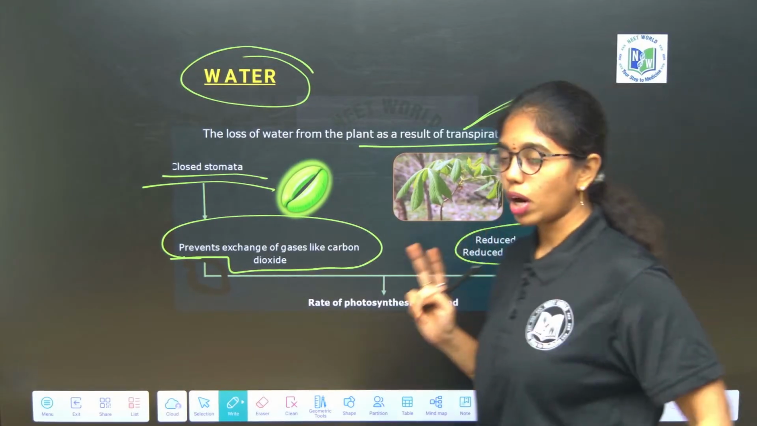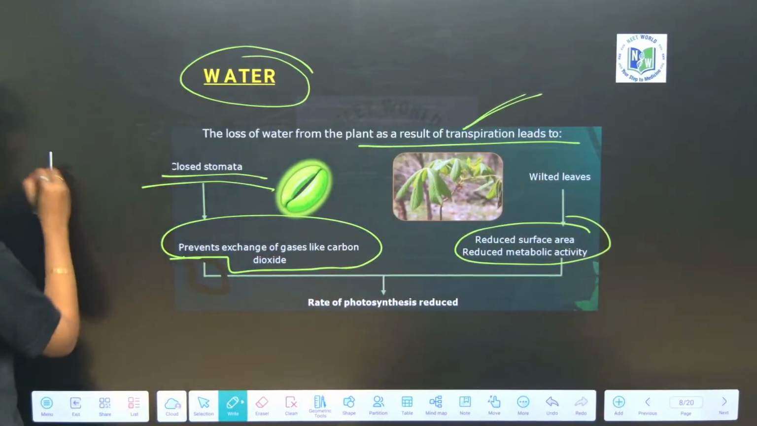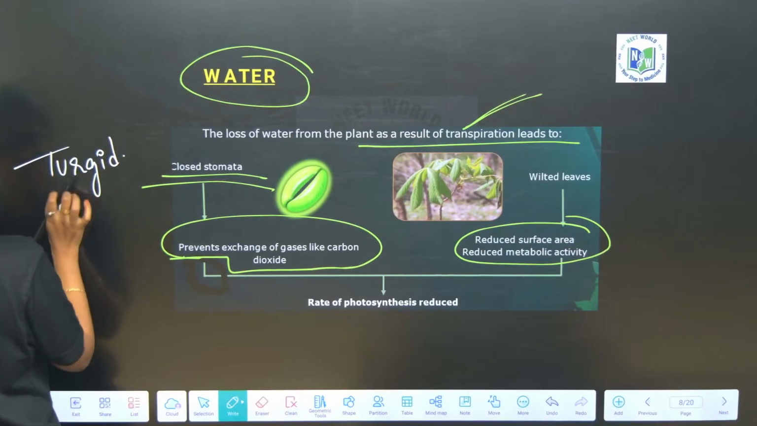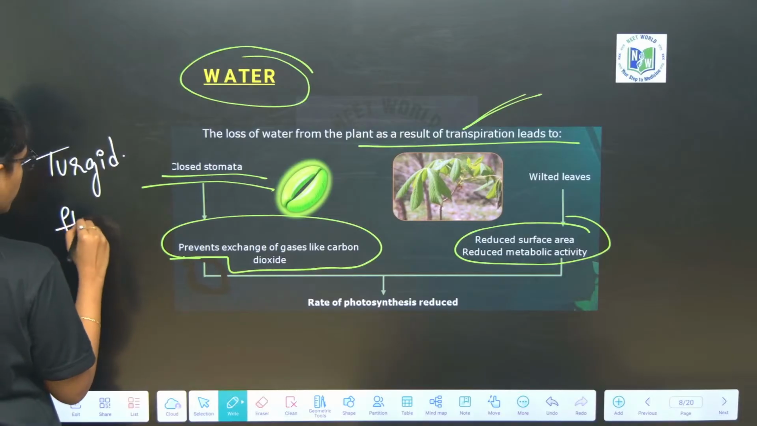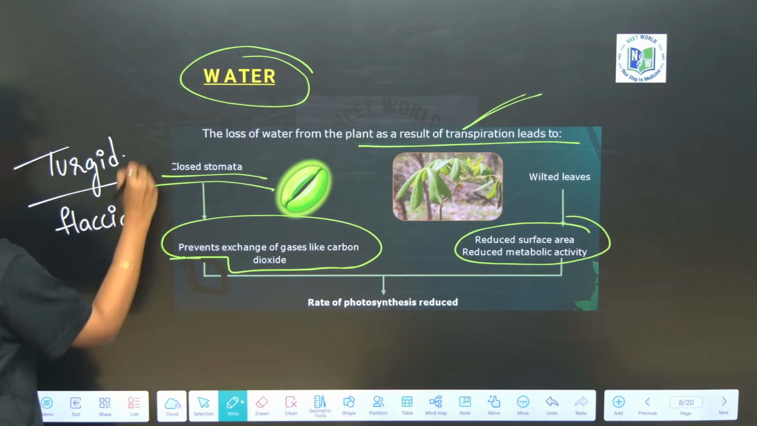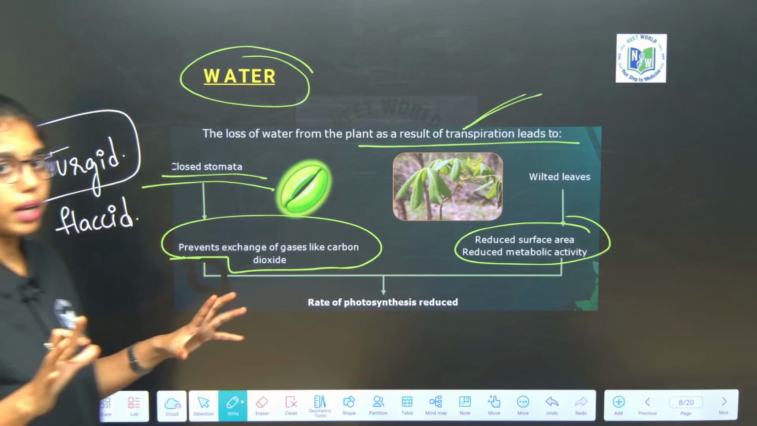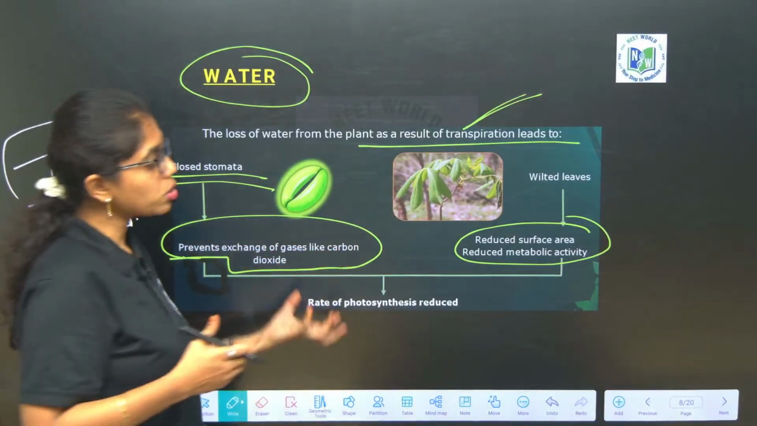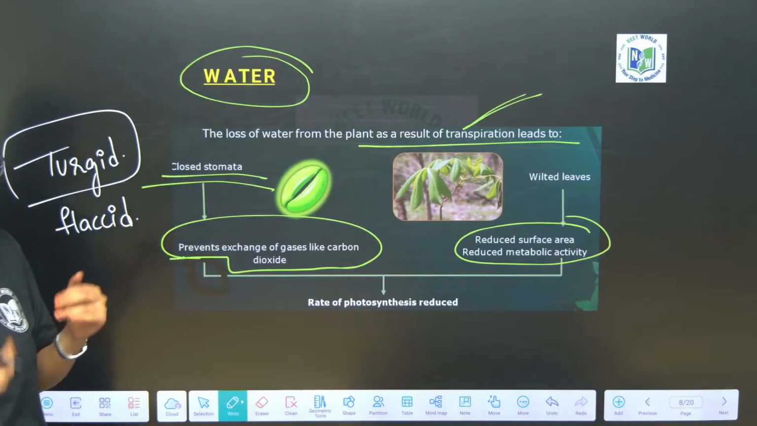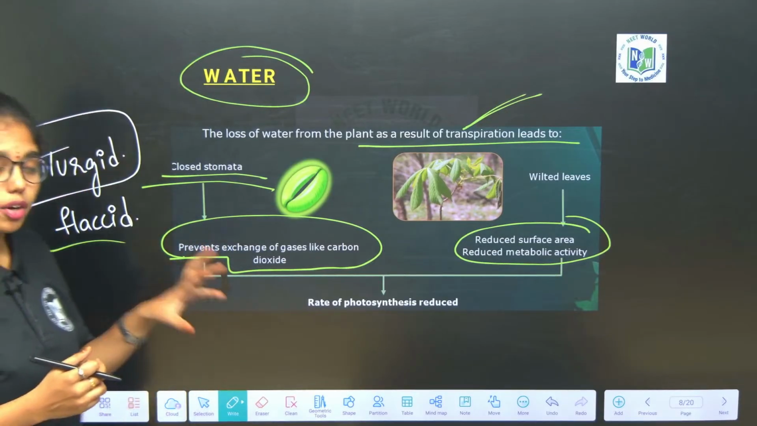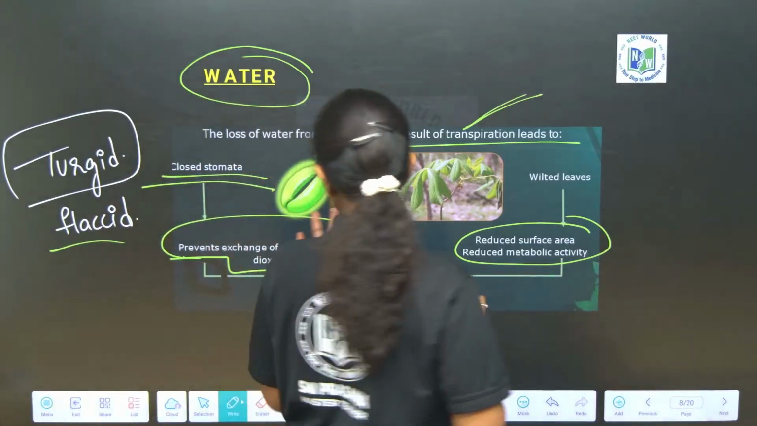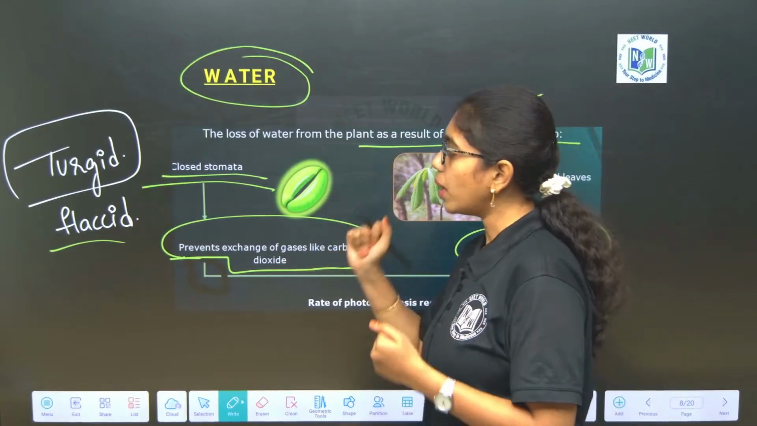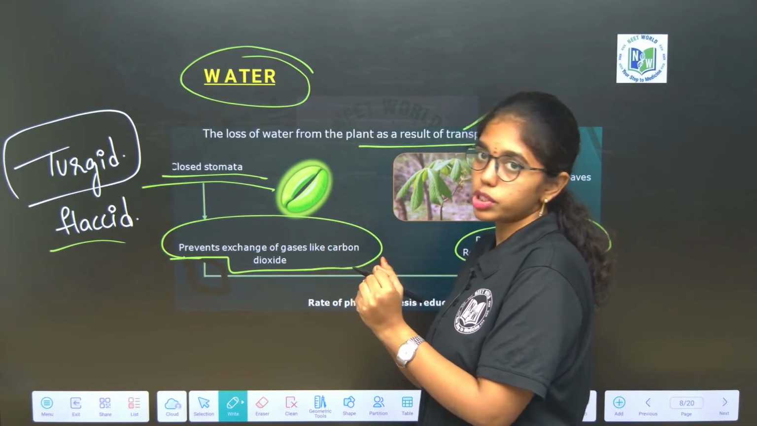Okay. So here water shows two effects, one in turgid conditions and the other in flaccid conditions. In turgid conditions, that is in high water areas, the leaves get wilted. Why is the leaf getting wilted? This reduces surface area, thereby metabolic activity gets reduced. And in flaccid conditions, in drought areas and water stress, how is the plant responding? Just by closing the stomata and avoiding transpiration. This will avoid transpiration, and thereby it will hold the water present in the plant.